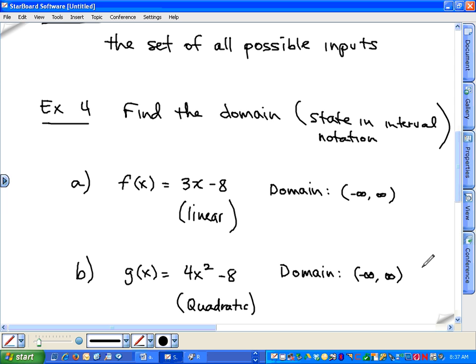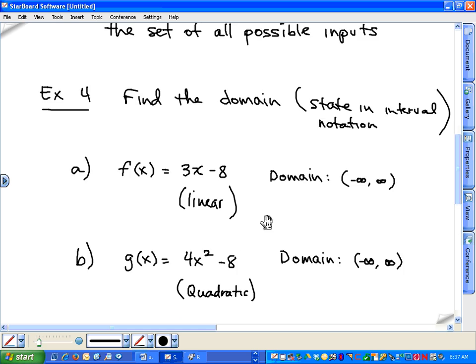So I'm not going to spend a ton of time on these because it's pretty easy. If you see a linear function, it's all real numbers. If you see a quadratic function, it's all real numbers. Can anybody think of a type of function that does have restrictions in the domain? Logarithms. Square roots. What were you going to say? Square roots. Let's get to square roots.